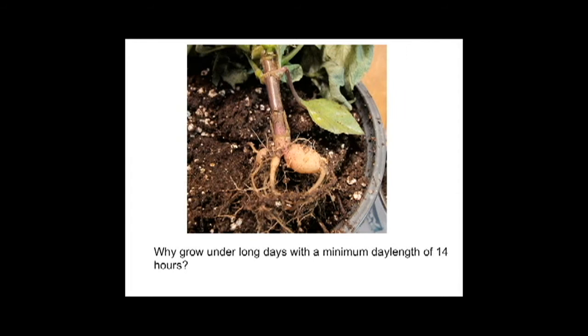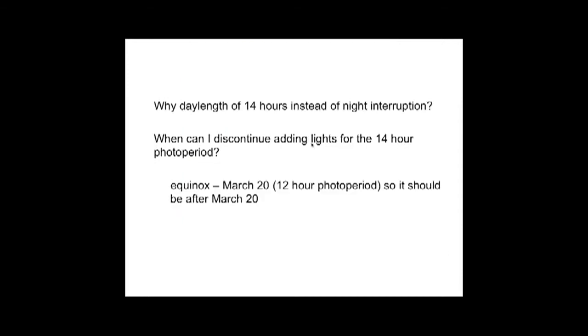So it is important that that 14-hour day length be continued even after they're potted. Now, why 14-hour day length instead of night interruption? The simple answer is that you can use night interruption. What we've seen on some cultivars, and I don't know how widespread it is, but on some cultivars, a night interruption will delay flowering for a week or two. So if you want no tubers and the fastest flowering, the 14 hours is the best.